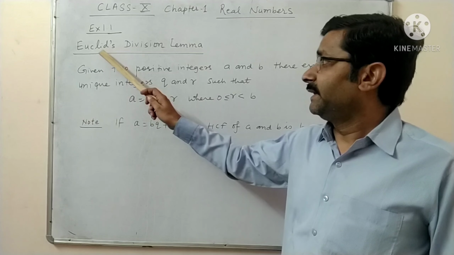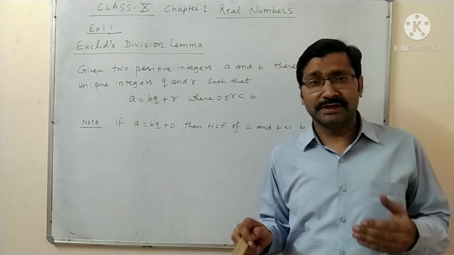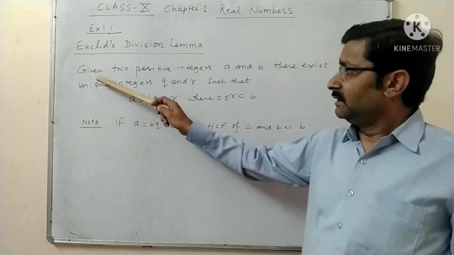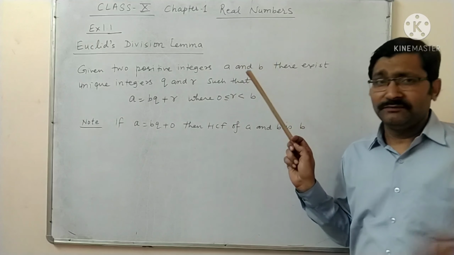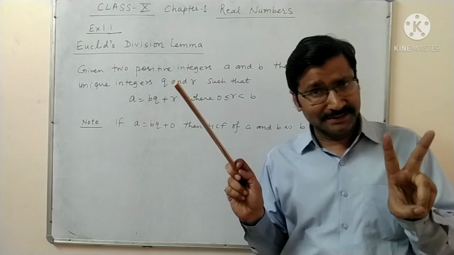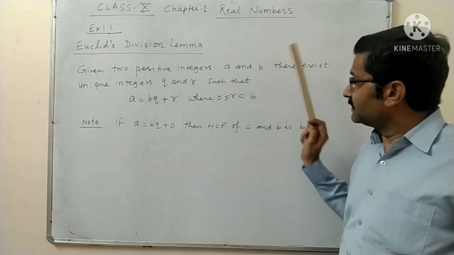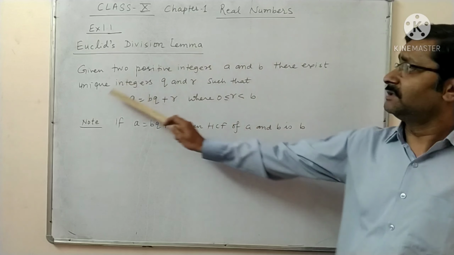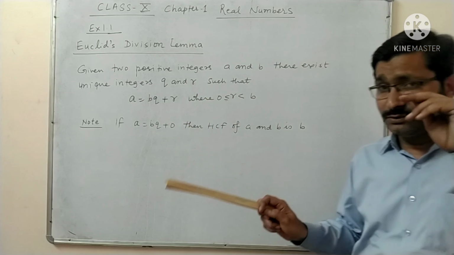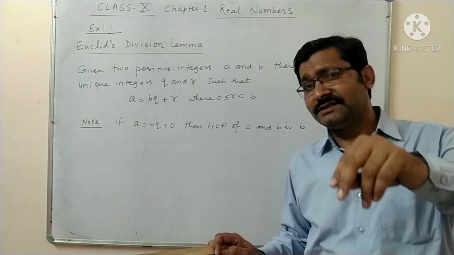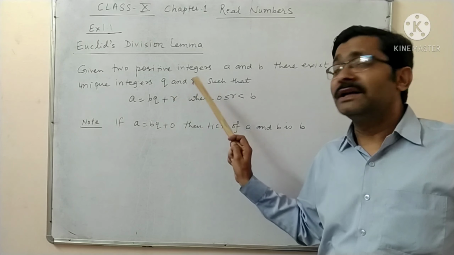And the very important thing we will do today is Euclid's division lemma. We have to understand Euclid's division lemma. Look here, we are given two positive integers a and b. For these two positive integers a and b, there exist unique integers q and r.